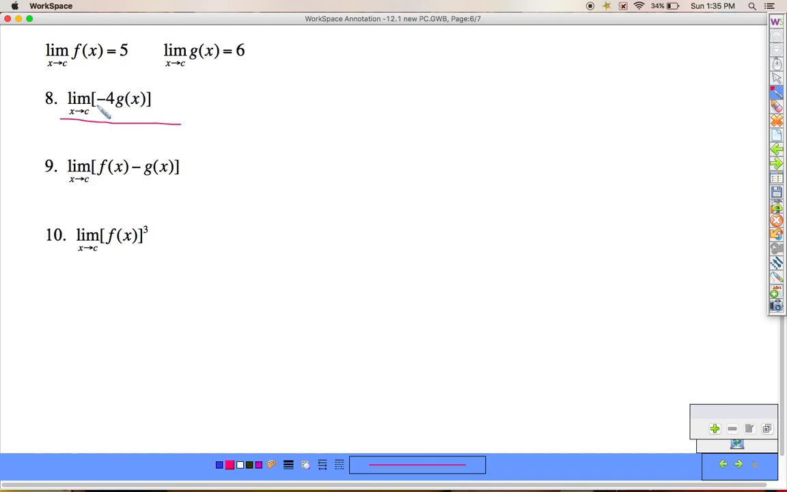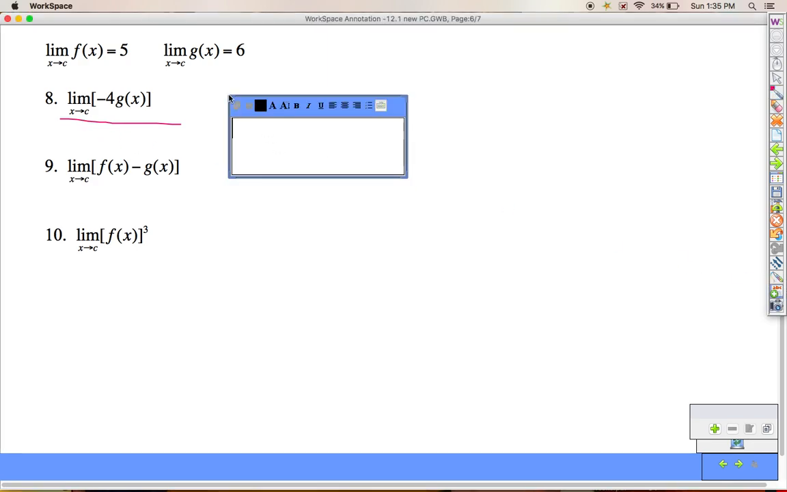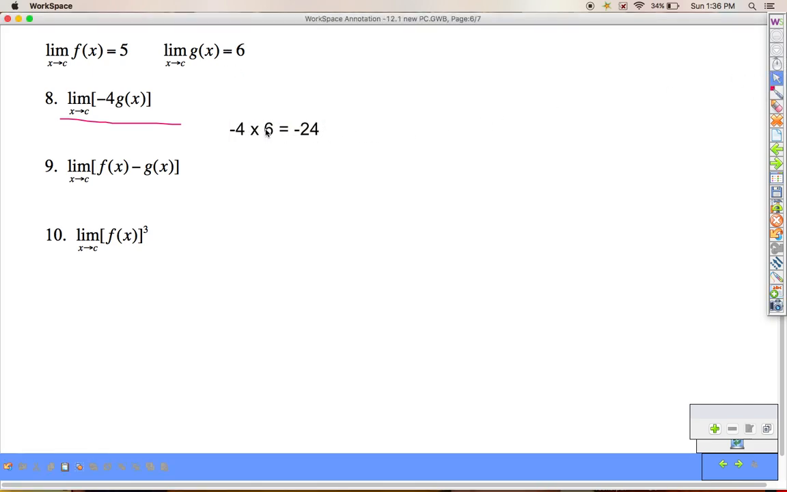So if I want the limit of negative 4 times g of x as x approaches that value c, all I'm going to do is take negative 4 and multiply it times the answer, which is 6. You get negative 24. So I'm going to take that scalar, multiply it by the limit of g of x as x approaches c's answer, and do the math.